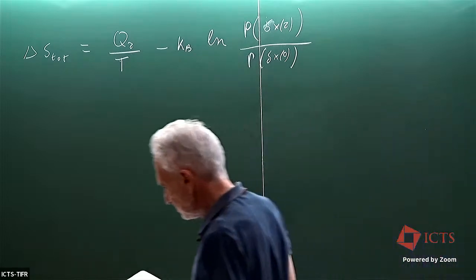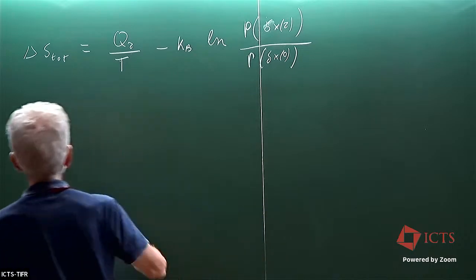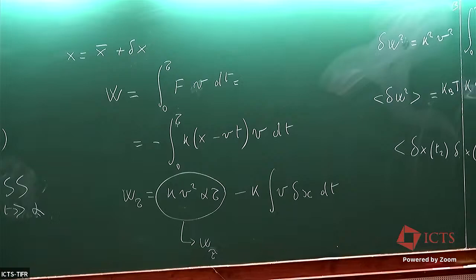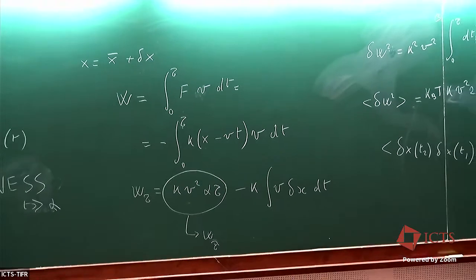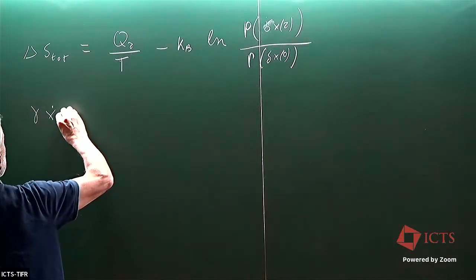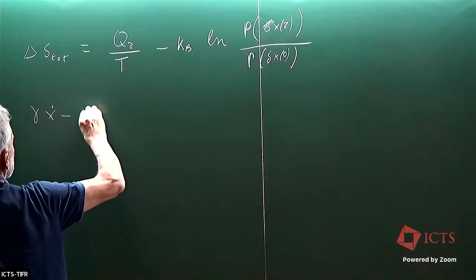Now, the heat is, from this equation, you see that the heat, I will write it again, it's probably better, it takes not much time. So what you have is that gamma x, I can write, minus the noise term.